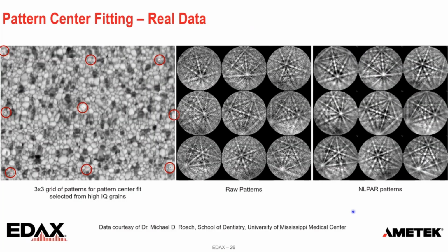And so here I show this applied to some real data that we care about, and this is courtesy of the researchers I mentioned at University of Mississippi. What I did here is I took 9 grains in this data set. This is showing image quality, and here are the patterns that I've pulled out of those grains, and then I applied NLPAR with a very big window to get really nice starting patterns.